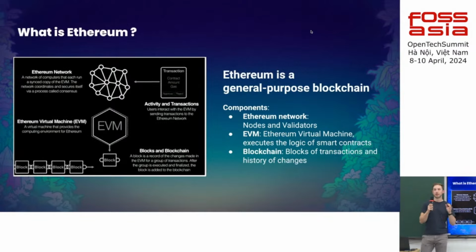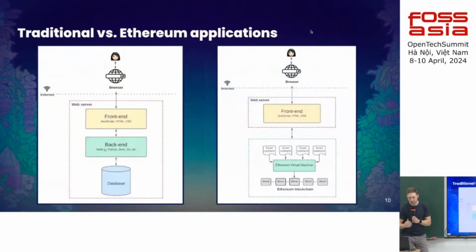You have the Ethereum network with nodes and validators. Nodes hold a copy of the whole history of the blockchain, and validators ensure that all transactions that go through Ethereum are correct and valid, and they will earn cryptocurrency for that. They will earn Ether for that. And we can see again the blocks that hold all the transactions of the blockchain, but this is a very, very high level overview.